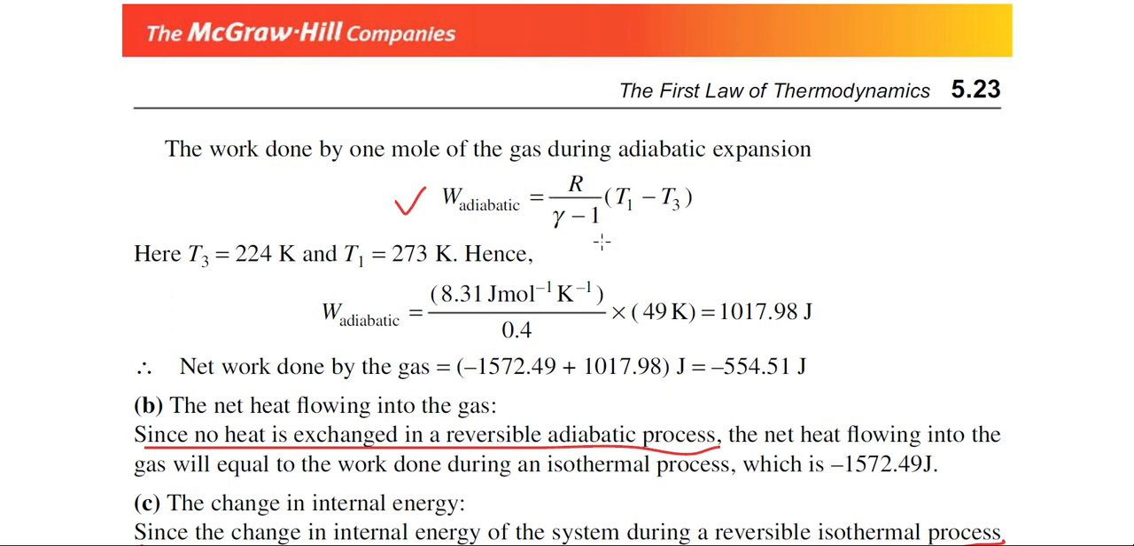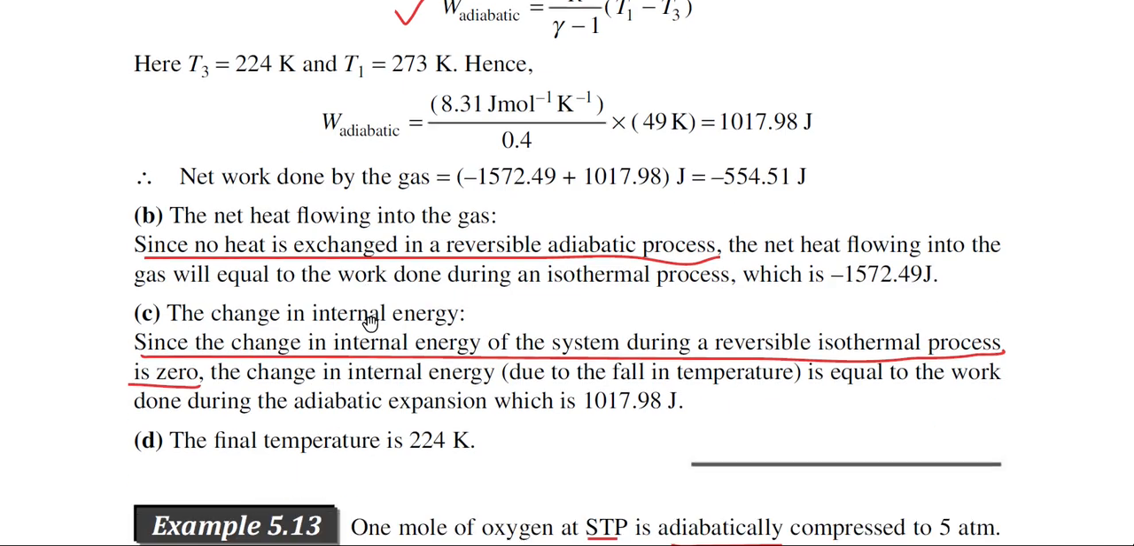So, R by gamma minus 1 into T1 minus T3. Here T3 is 224 Kelvin and T1 equal to T2, that is 273 Kelvin, gamma is 1.4, R is given. So, you can calculate the adiabatic work here. This is the adiabatic work, and the net heat flowing into the system, that we can calculate.